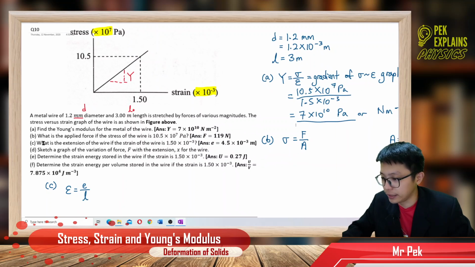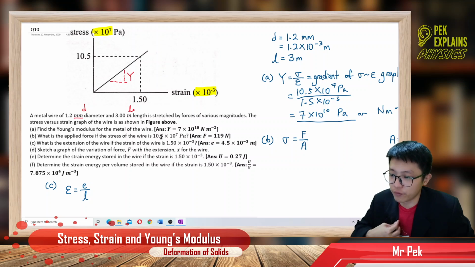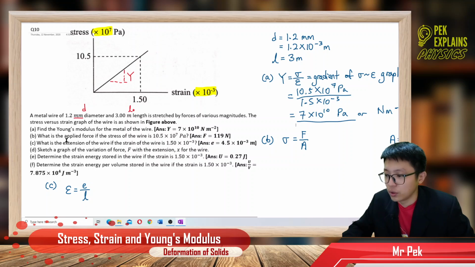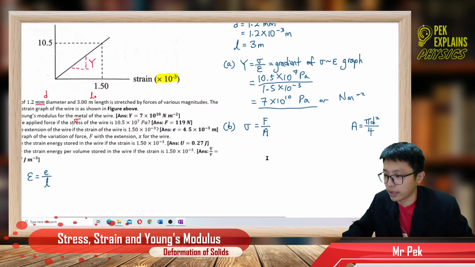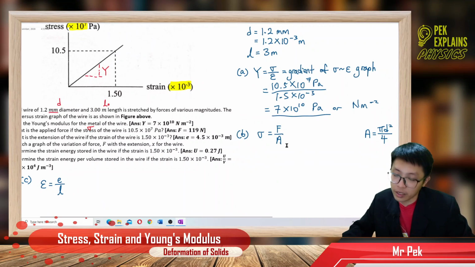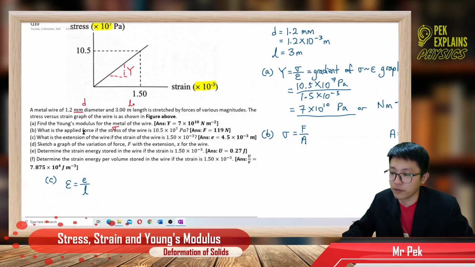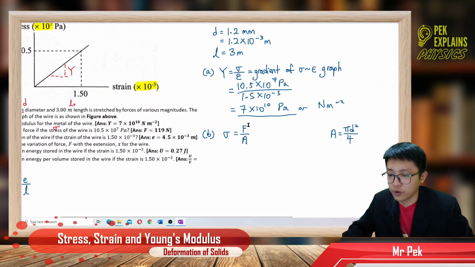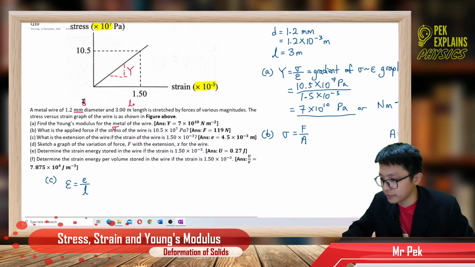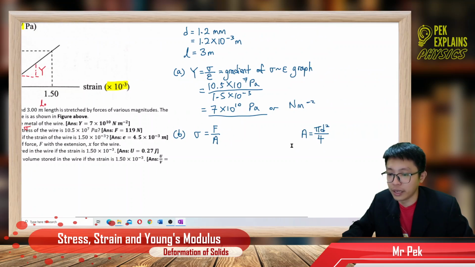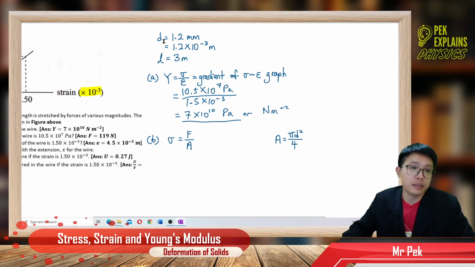Now there's the Young modulus. So now I want to find what is the applied force if the stress of the wire is 10.5 exponent 7 Pascal. What is the applied force given the stress? Stress is force over area, so I can find the force required. Is there any area given? No, they give us the diameter and expect us to find the area. From diameter, you get area.